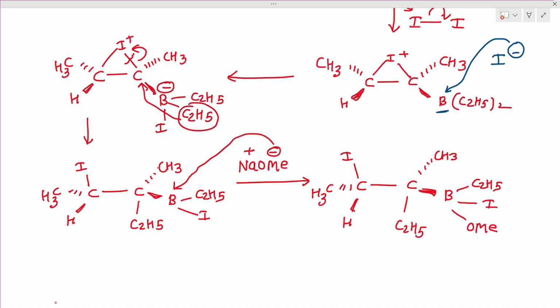Now what you have to do? This is negatively charged. See here, this is a highly sterically hindered compound. Now you have to do anti-elimination. You can do anti-elimination because there is a leaving group. So you want an anti group of this I, so this boron should be on this side. This boron should be here. So we can move this bond like this.